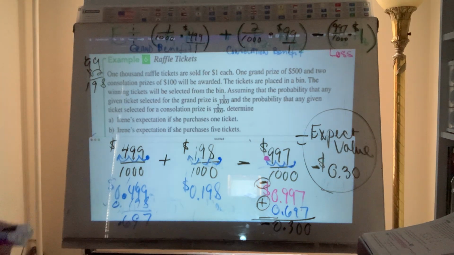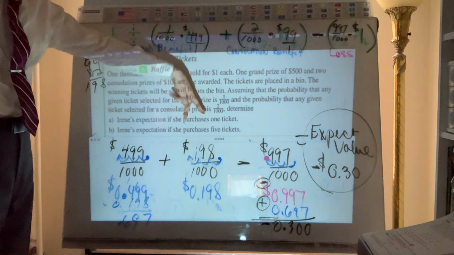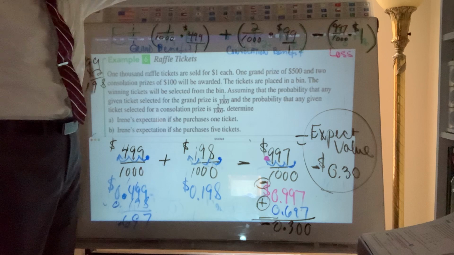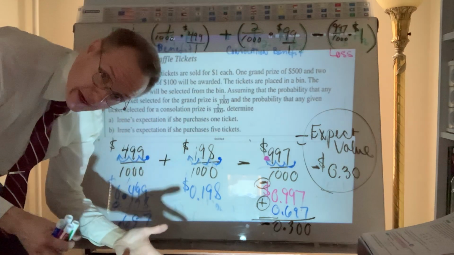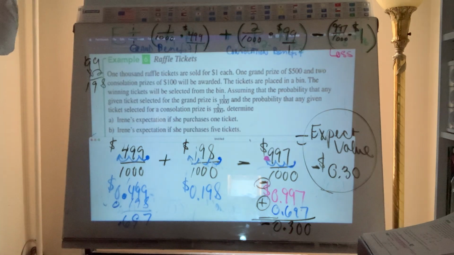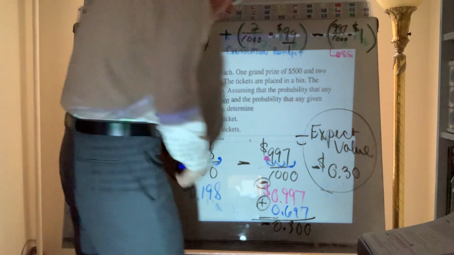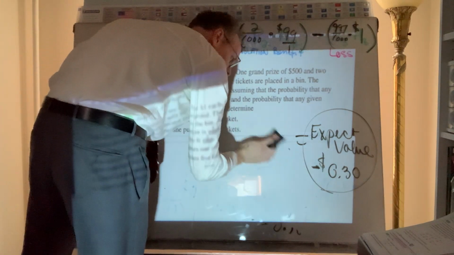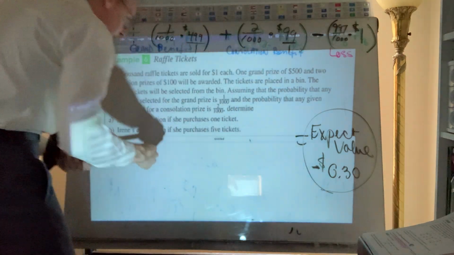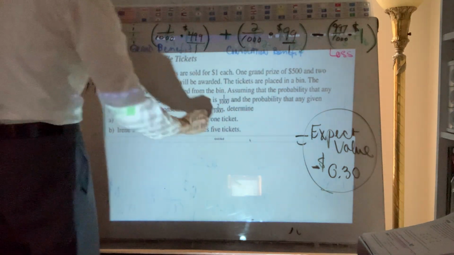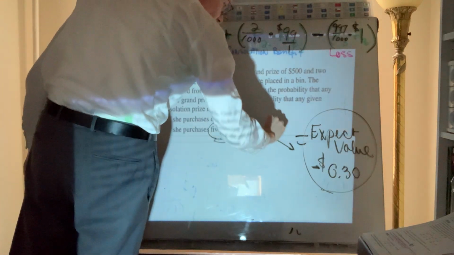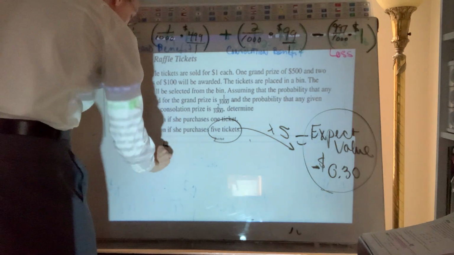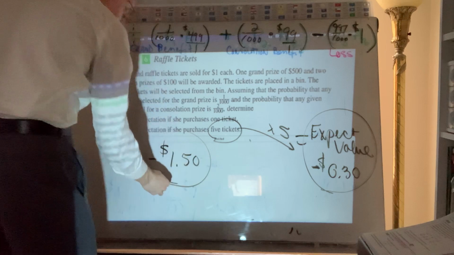All right. Now, to answer part B, Irene's expectation if she purchased 5 tickets, can you go back and figure out intricately what each of these would be if a person had 5 tickets as opposed to 1? Yes, you can, but there's an easy way of doing this. If you have already calculated the expected value of purchasing 1 ticket, then really it is just a matter of multiplying by 5. So this times 5, which would be negative $1.50 in a case like that.